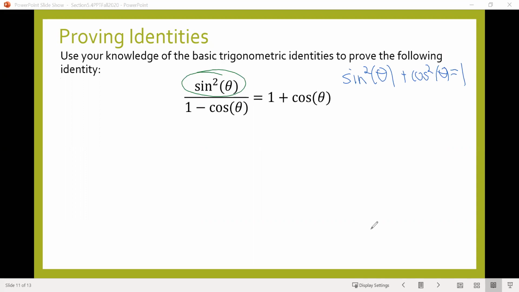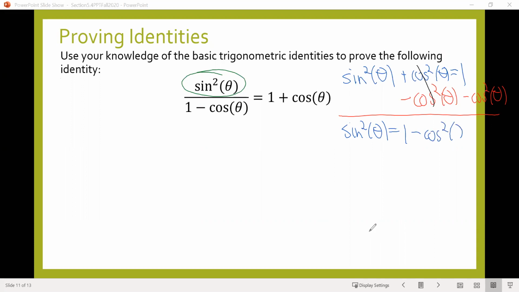And since we just have a sine squared here in this problem, it might be a good idea to just isolate the sine squared here. So we could do that by subtracting cosine squared from both sides, which if we do that, these cancel. So now we have that sine squared of theta equals 1 minus cosine squared of theta. So potentially, for that sine squared over there, we could substitute this 1 minus cosine squared.